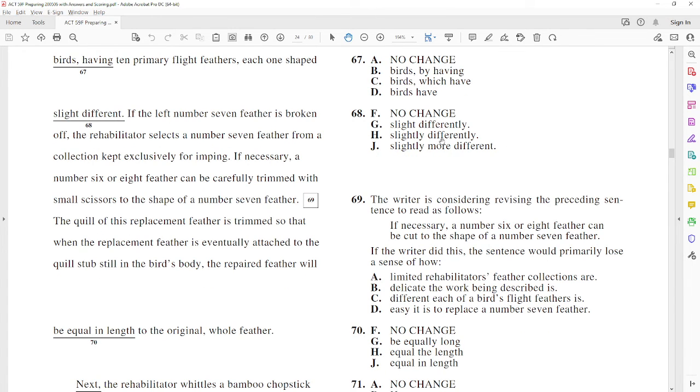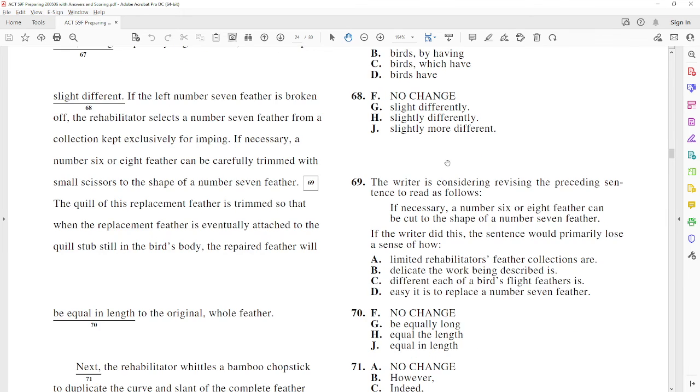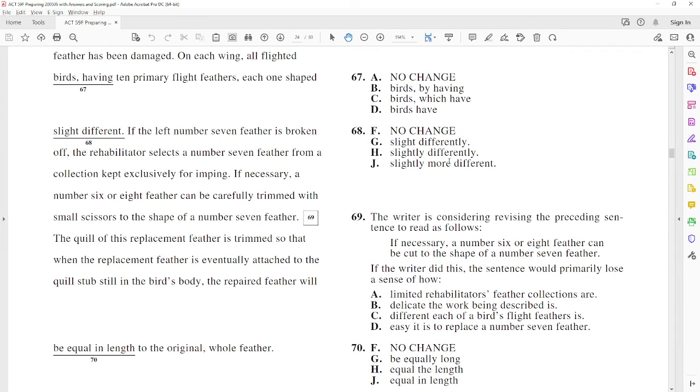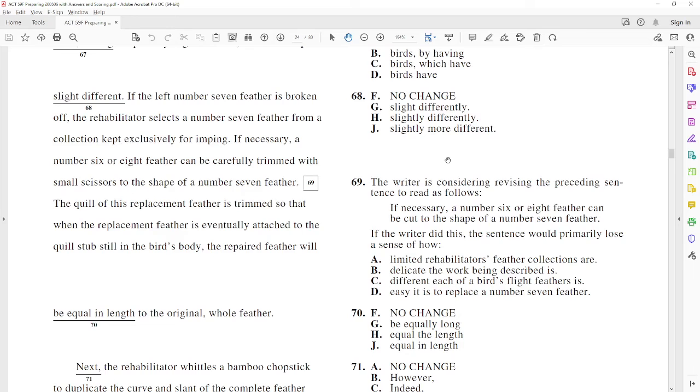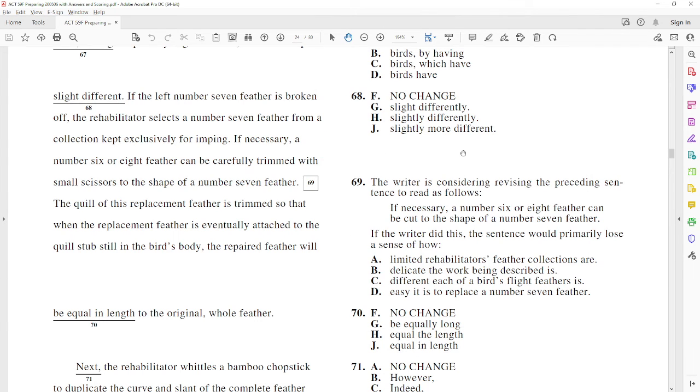Slight differently, it's got an adjective form for G. For slight, H is correct. Slightly more different. More different than what? What are we comparing it to? That's why J is wrong. Also, it's 3 words where H is only 2 words. So we say the right thing in fewer words, and J has a little bit of the wrong idea because more different than what? Okay, that's 68.